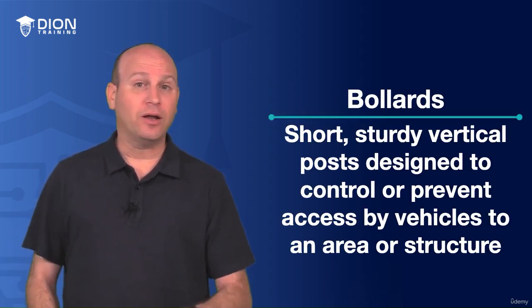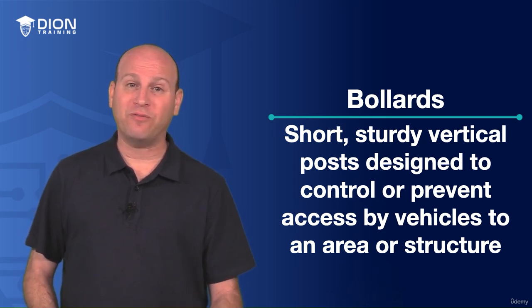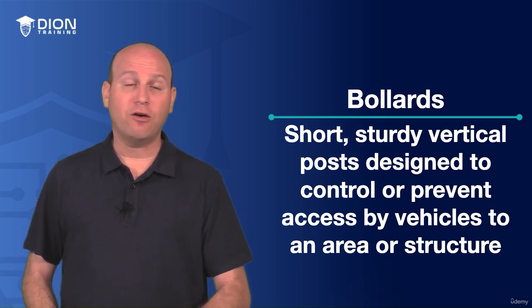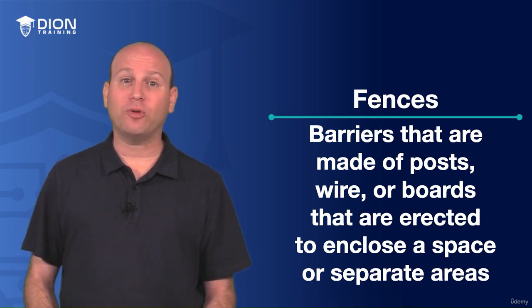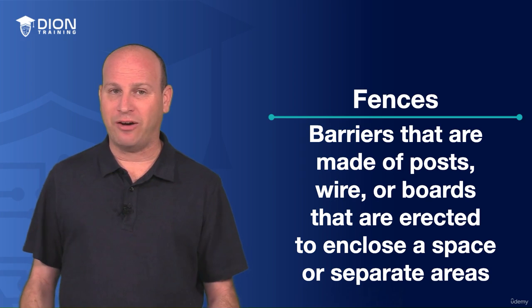Now, as we kick off this section, we're going to start from the outside, and then we're going to work our way in as we start trying to protect our critical data and staff members who are working inside of our organizational facilities. So, we'll first start out by discussing fencing and bollards. Now, bollards are short, sturdy, vertical posts designed to control or prevent access by vehicles to an area or structure. Fences, on the other hand, are barriers that are usually made of posts and wire or boards that are erected to enclose a space or separate areas.